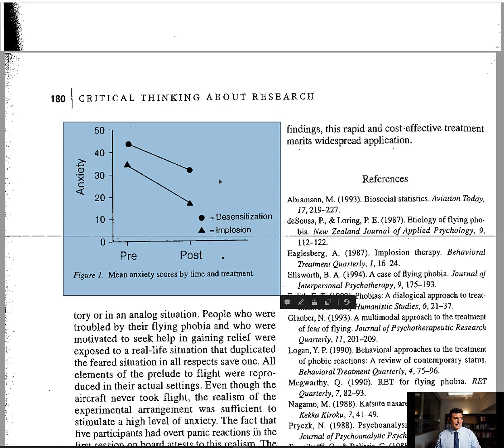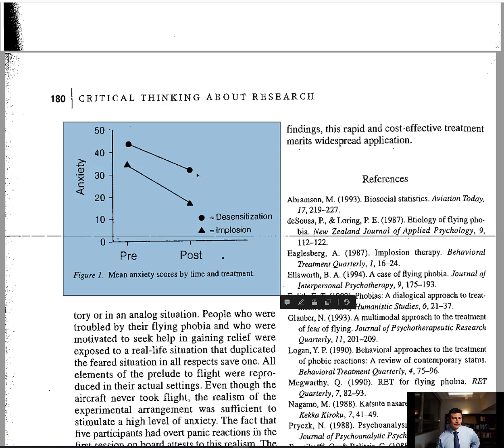The other part of this, hypothesis 2, is whether one group is better than the other. If we look at this, the implosion group looks like it went down a little bit more than the systematic desensitization group. So does this group do better? On the surface, again, it looks like they do. If I go above and read the stats, it looks like they do.